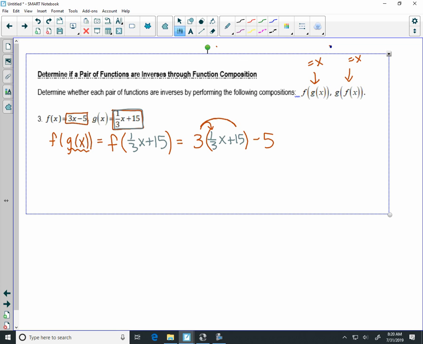Distribute. 3 times 1/3 is 1x. 3 times 15 is 45. 45 minus 5 is 40. And that is not x. So we've just proven that these are not inverses.